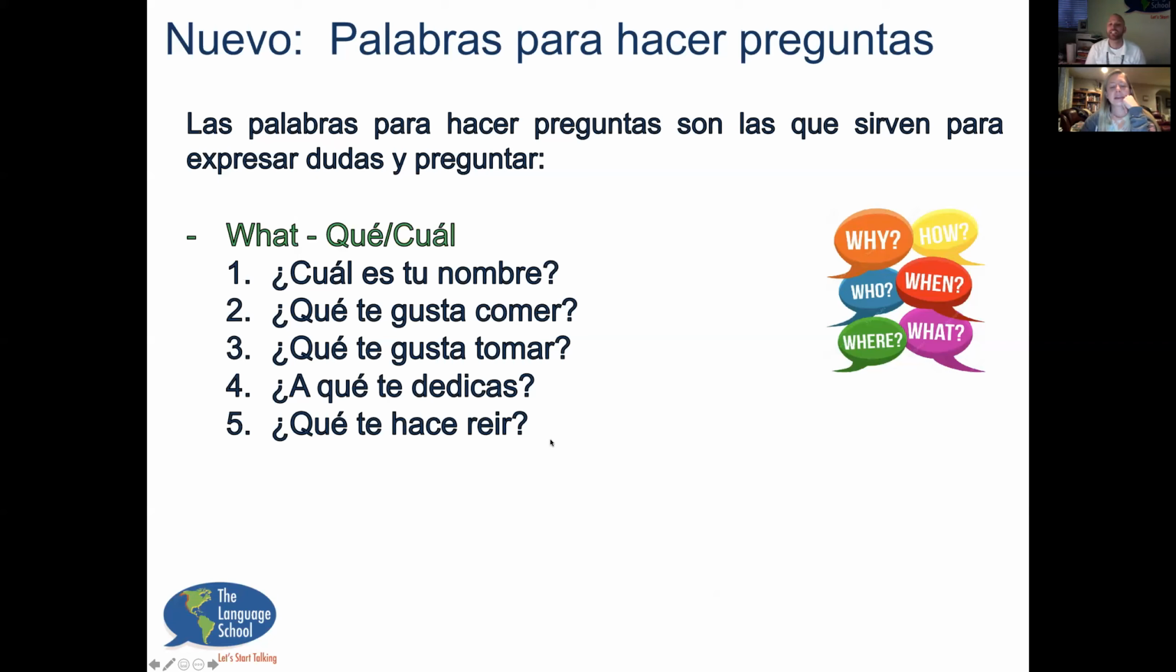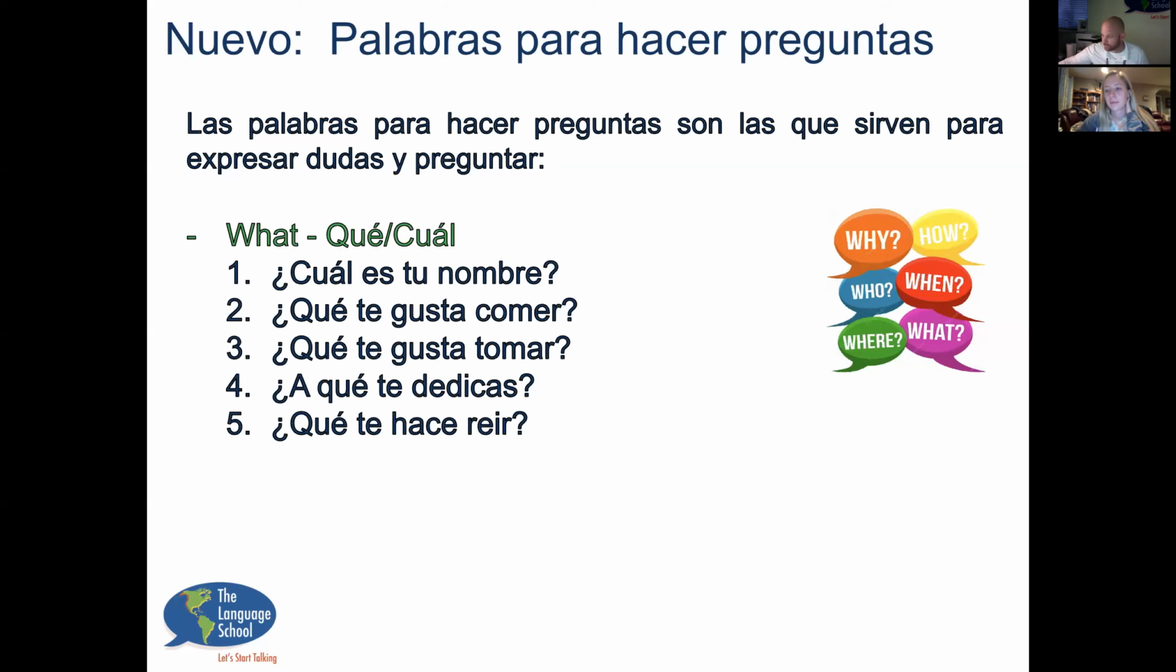¿Qué significa reír? To laugh. What makes you laugh? Would I respond, me hace reír? And then following the what? It can come frontwards or backwards, to tell you the truth. For example, I would answer it, mi hijo me hace reír, but I could also say, me hace reír mi hijo. My son makes me laugh. Or I could say, mis padres y mi novio me hacen reír.